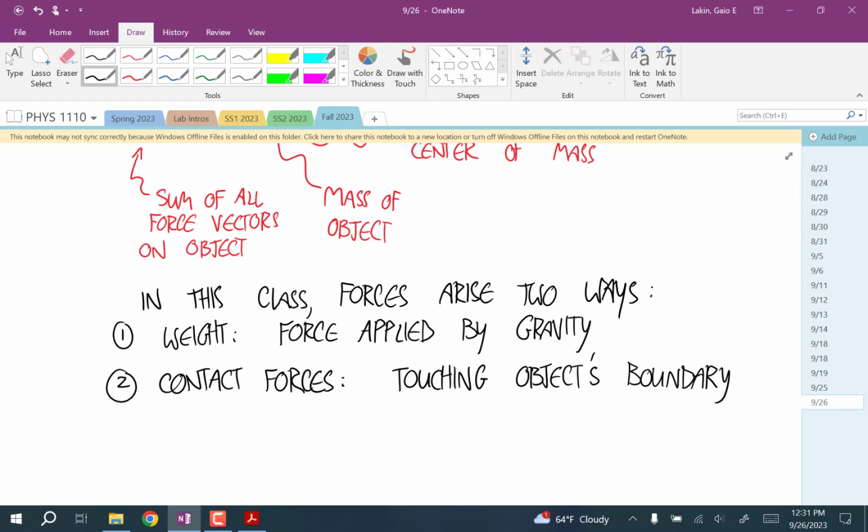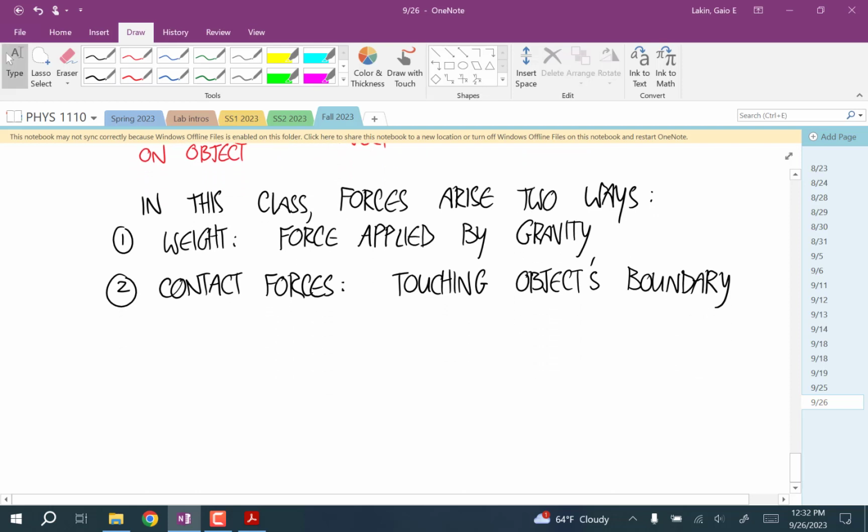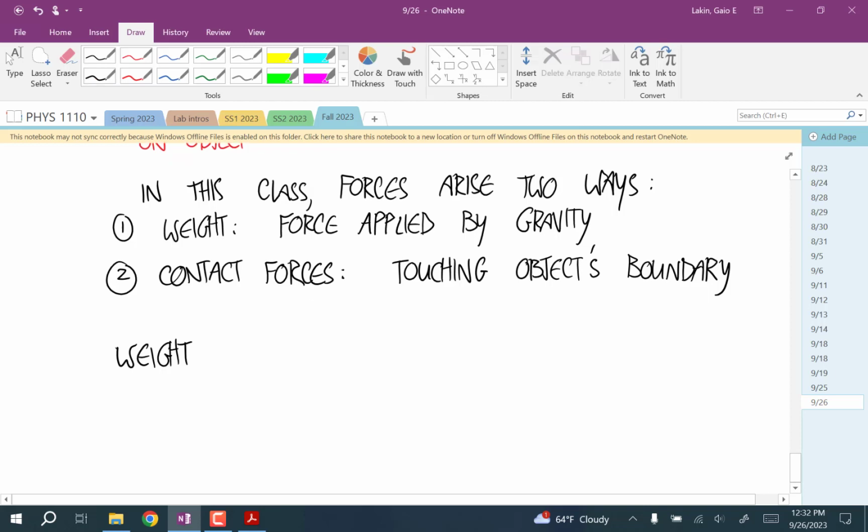The way we're going to break this down is first we'll talk about the weight force, and then contact forces we're going to break up into three other types. But that's every kind of force that we'll have to deal with in this class. So let's first think about the weight force. How can we figure out what force gravity applies to things?